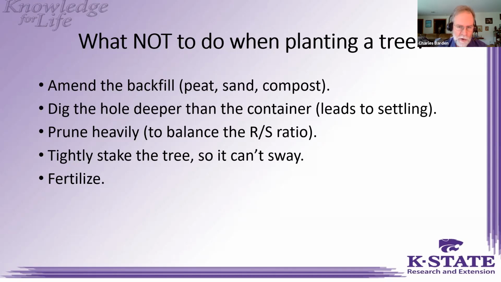I also don't dig the hole deeper than the container. Again, this leads to that settling effect and the tree gets planted below grade. I don't prune it heavily at the time of planting to balance the root shoot ratio. It's just kind of a false idea. We saw from those earlier slides, you have to prune the root system pretty drastically. You cause a lot of damage, a lot of surgical cuts on that root system. My thought is we just let the tree concentrate on replacing the root system.